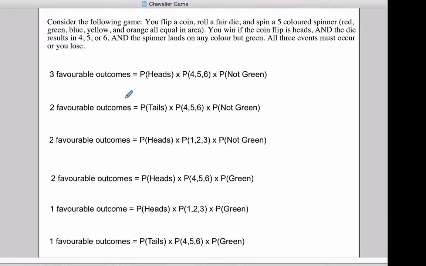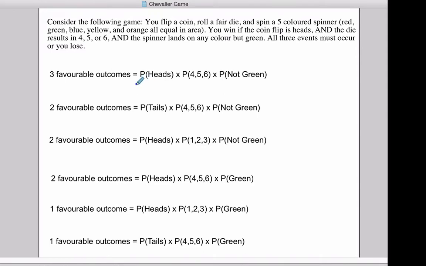Right, so let's take a look at the probability distribution of this. So we've got a game where you're going to flip a coin, roll a fair die, and spin a 5-colored spinner with equal likelihood of any one of the 5 colors coming up. Now you win if the coin flip is heads and the die results in a 4, 5, or a 6, and the spinner lands on any color but green. All 3 events must occur or you lose.